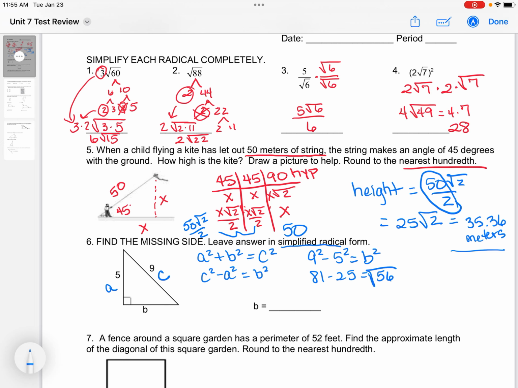And I need to square root it. And I'm leaving it in simplified radical form. So I have 2 and 28.